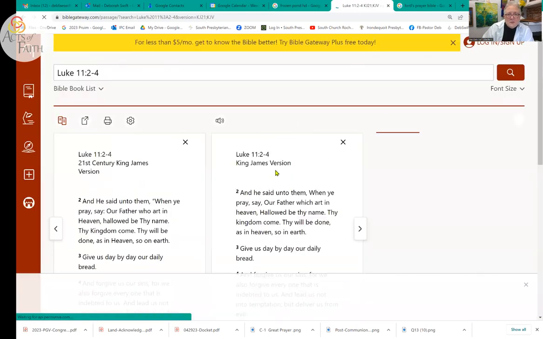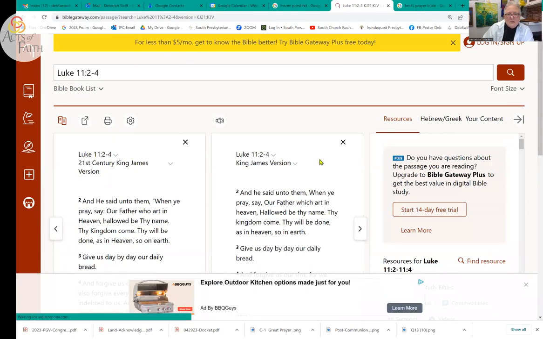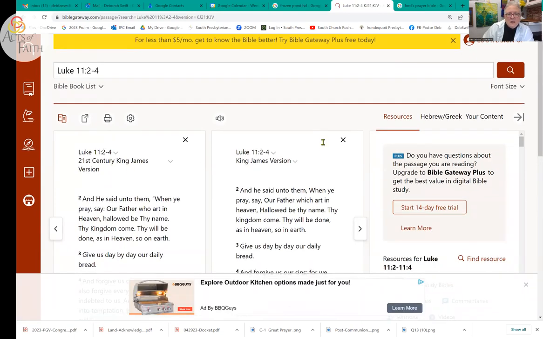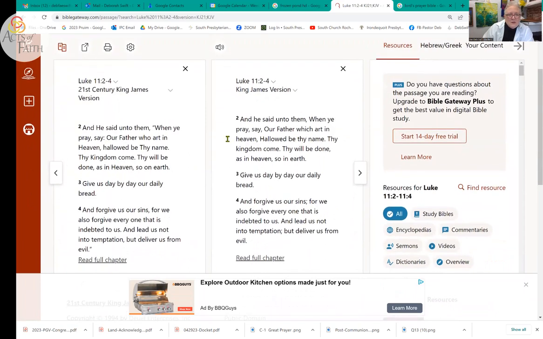And it comes up with King James Version. So here I have the 21st century, and here I have the KJV. And we can see, "Our Father, which art in heaven" versus "who art in heaven," which is the original. "Hallowed be thy name." "Thy kingdom come, thy will be done, as in heaven, so on earth," versus "so in earth." Not much change, is there?